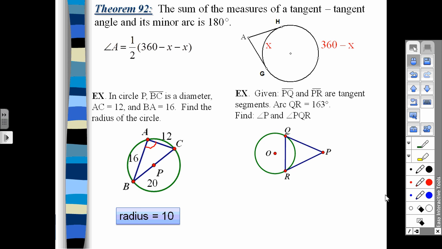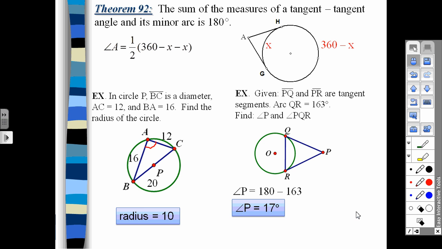Okay, so here's the second example. It says that given PQ and PR are tangent segments, and we know that arc QR is 163 degrees, find the measure of angle P and the measure of angle PQR. Okay, so first of all, we know that angle P, since these are two tangent segments, and using this theorem that we have up here, we know they're supplementary. So 180 minus 163, we get angle P is 17.